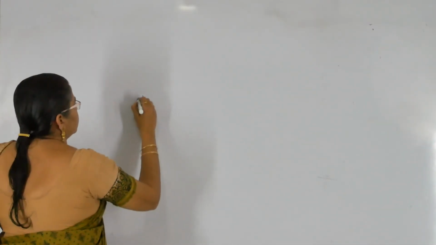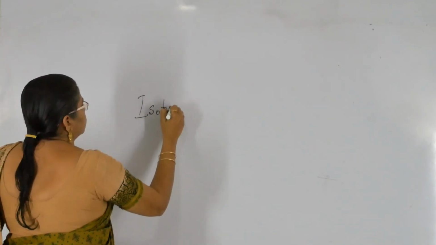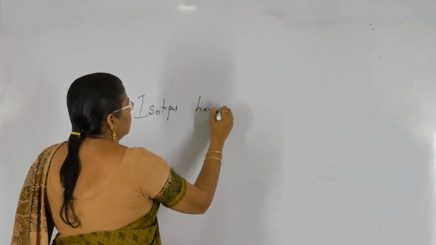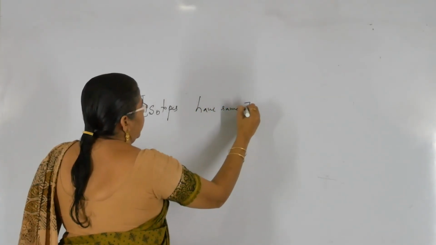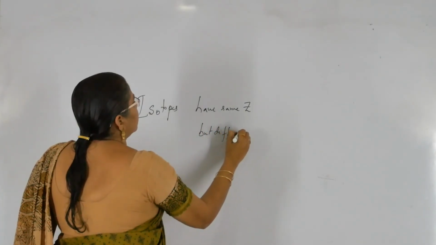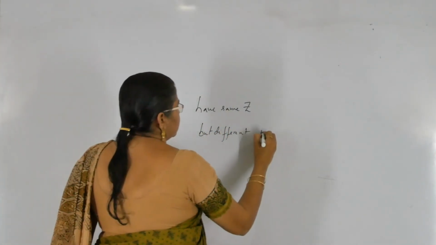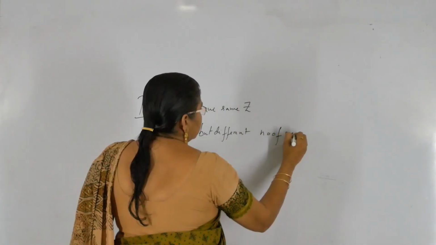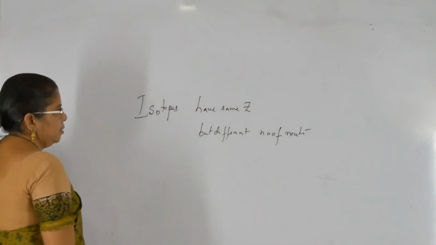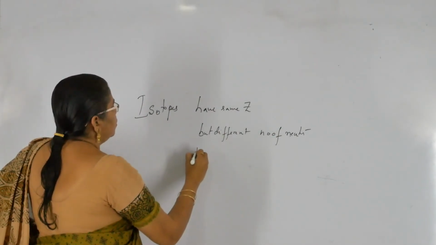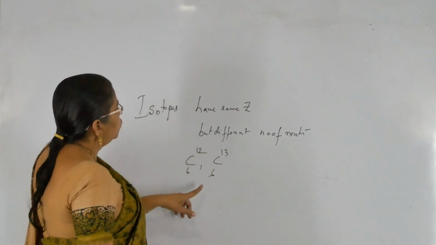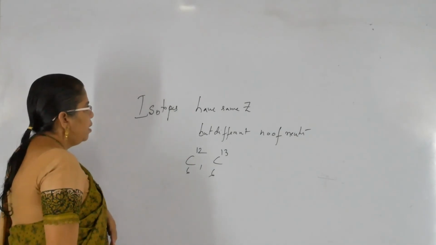Isotopes: they have the same Z but different N, a different number of neutrons. For example, I take carbon-12-6 and carbon-13-6. So the neutron difference is there.